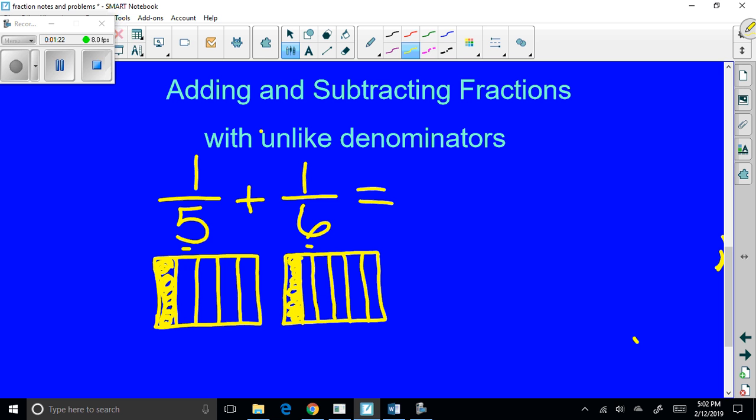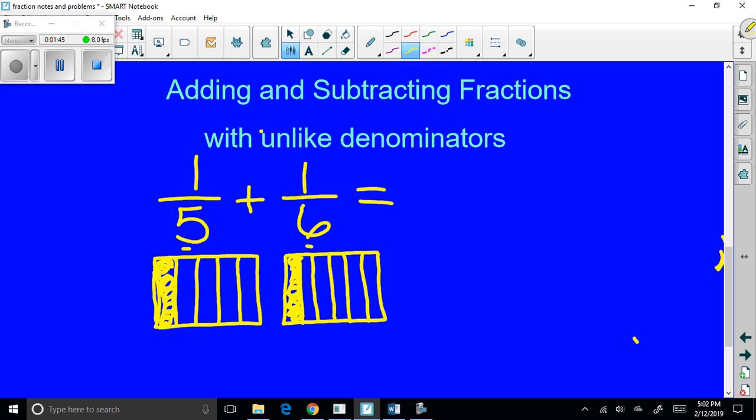Now this is a little bit hard to see because 1/5 and 1/6 are fairly close. But if you really look, you hopefully will be able to tell that 1/6 is indeed a little bit skinnier than 1/5. So when you have unlike denominators, it's hard to just say, oh yeah, I have 2, because you don't know if you have 2/5 or 2/6.